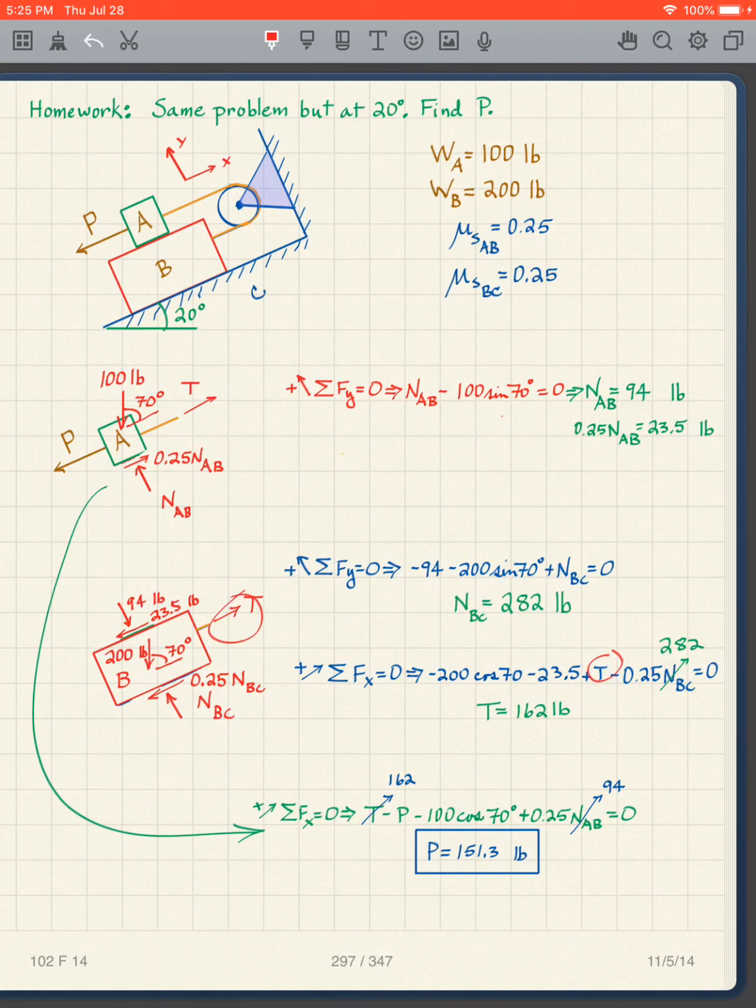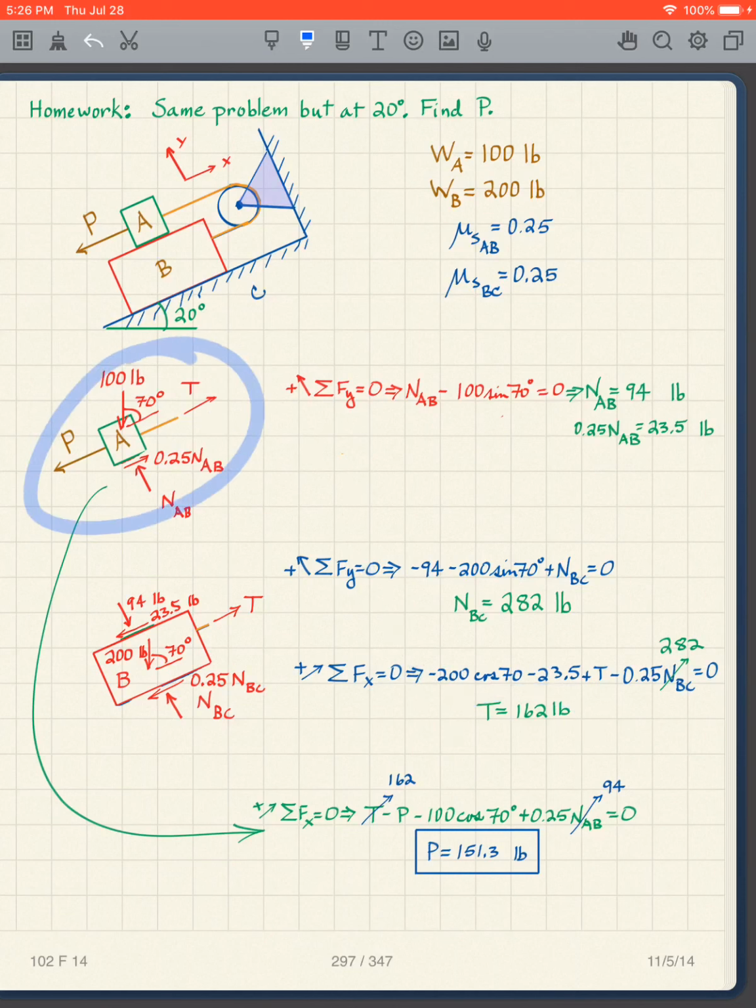I have minus my 23.5, plus the T, minus 0.25 NBC, and that equals 0. I can put in my value of NBC. I get my T out of it. I now take that T, put it up in this. I can now use that free body diagram.